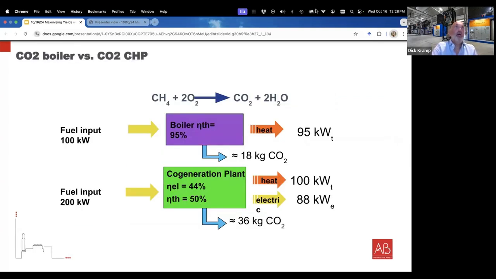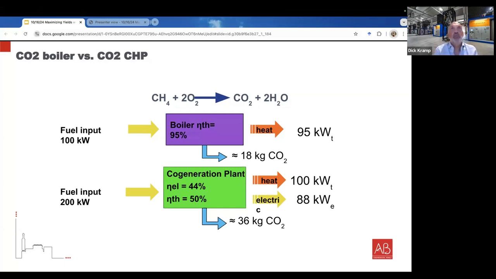So to compare a boiler versus a CHP system, sorry for my European standards, but basically when you put 100 kilowatts of fuel into a boiler with 95% efficiency, you get 95 kilowatts of thermal power, and at the same time 18 kilograms of CO2. The success in the Netherlands with CHP was that with a CHP unit, you could produce electricity with an efficiency of 44% and a thermal efficiency of 50%.